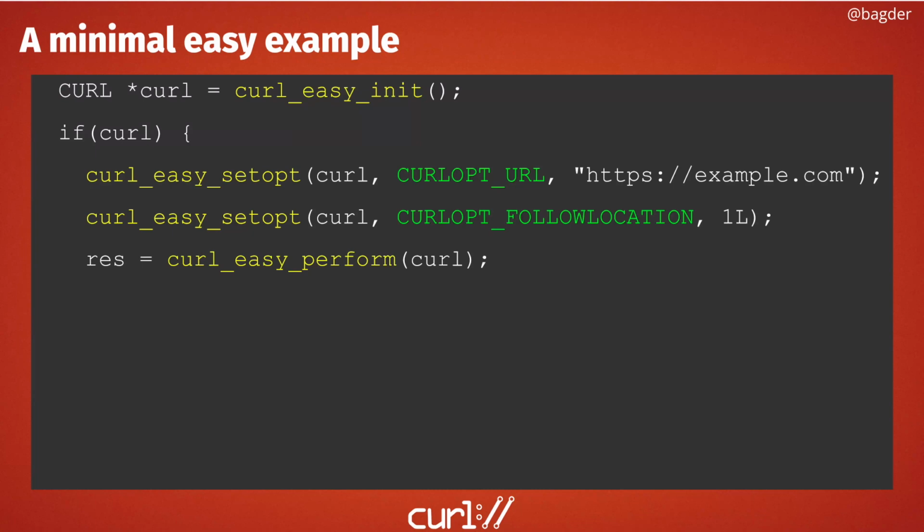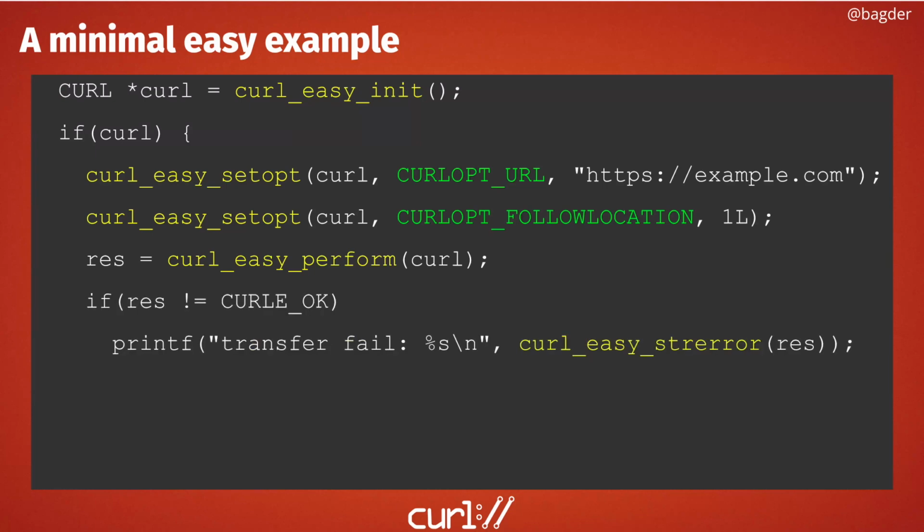When it happens, it'll return the return code into this res variable, which isn't declared in this source code. And if it's not okay, then we can, for example, like this, display the error with curl_easy_strerror, and then we clean up the handle and we're done. That's all you need to get that URL transferred to you.